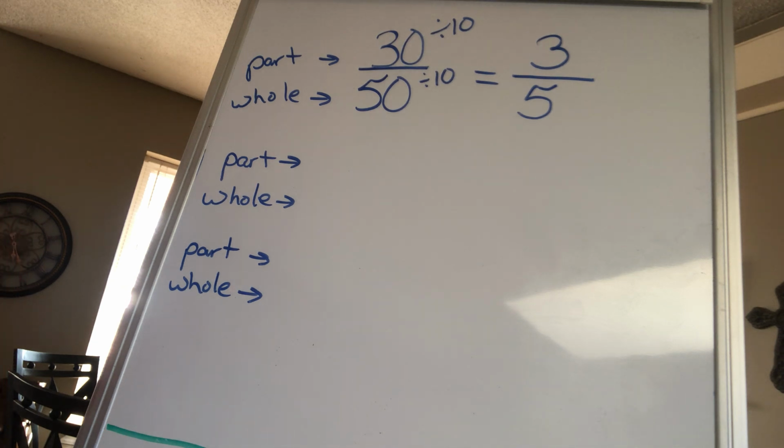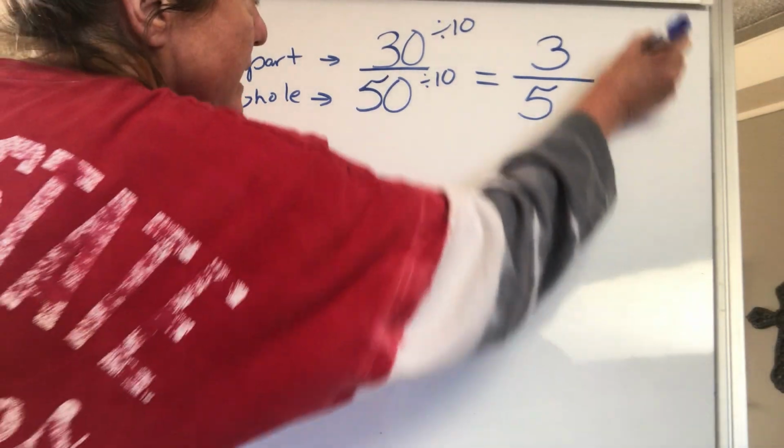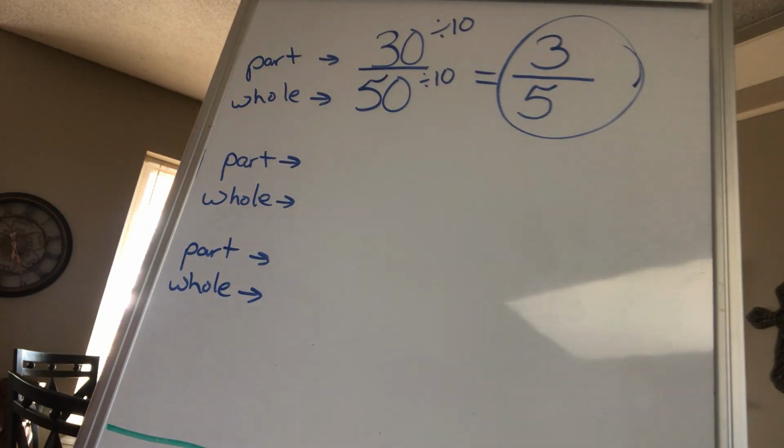And then I see if that's in simplest form. Is there any number that I can divide 3 and 5 by and get a 0 remainder? No, there's not. The only thing that I could use is a 1, and that would end me up right with the same thing I have now. So she spent 3/5 of her time working on math.